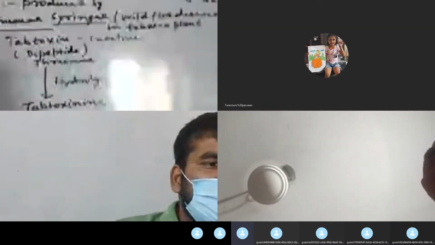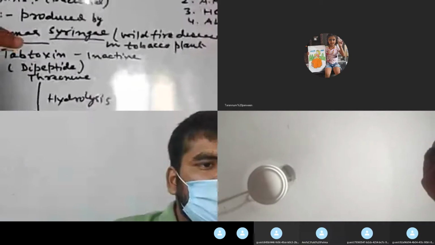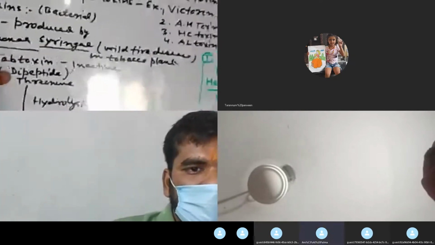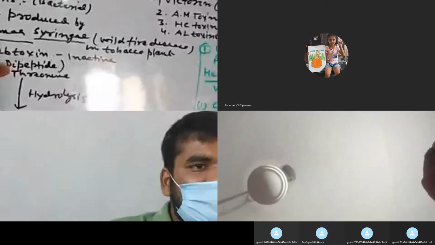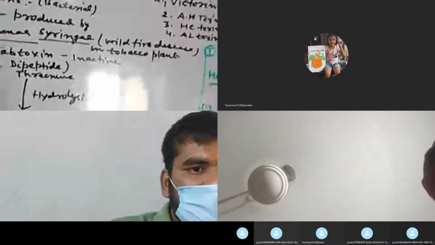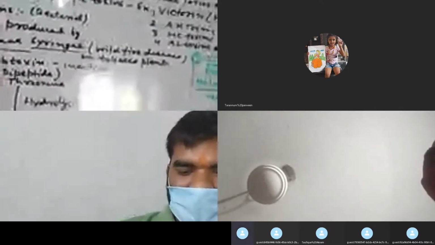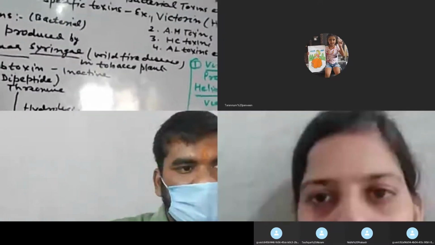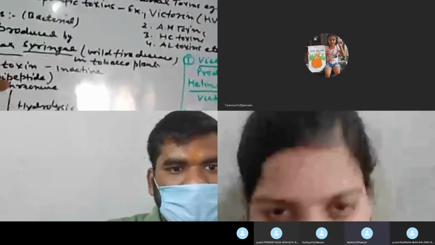I have shown you the mechanism of this tab toxin here. Look here. What is the chemical composition of the tab toxin? It is chemically a dipeptide. You know, I think you have already studied biochemistry. This is a dipeptide consisting of two amino acids. Chemically it is very simple, and it consists of only two amino acids linked together by a peptide bond.